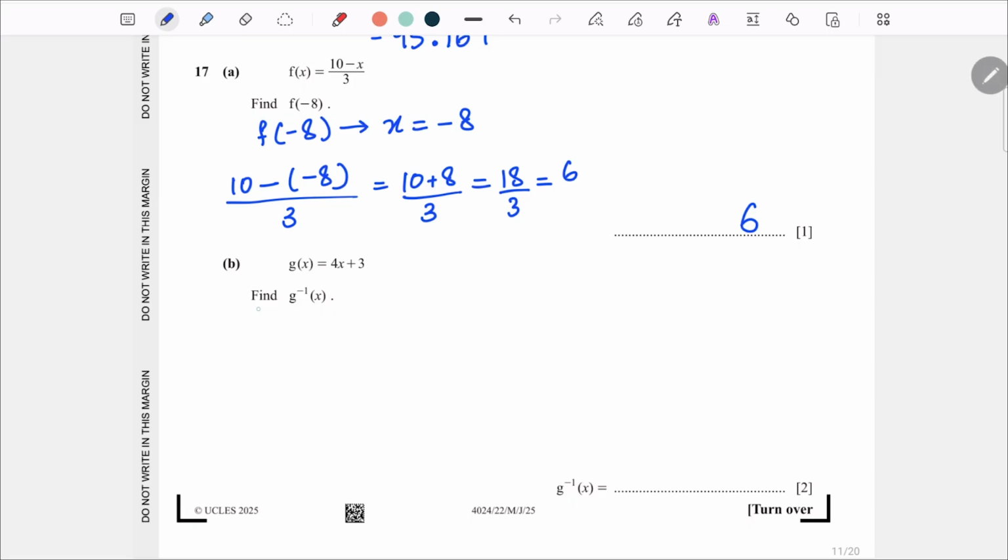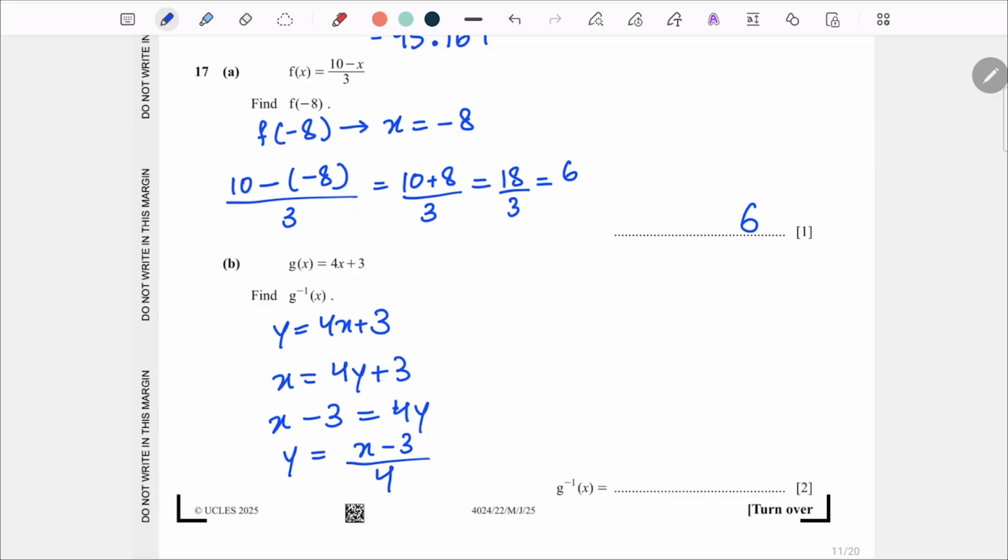Now in part B, we have to find g inverse of x. So basically first I'll replace g(x) by y. y is equal to 4x plus 3. Now in order to find the inverse, I'll switch y and x with each other. So I'll write x in place of y and y in place of x. x is equal to 4y plus 3. Then I have to make y the subject of the equation. So x minus 3 is equal to 4y, and y is equal to (x minus 3) divided by 4. This is basically g inverse of x.